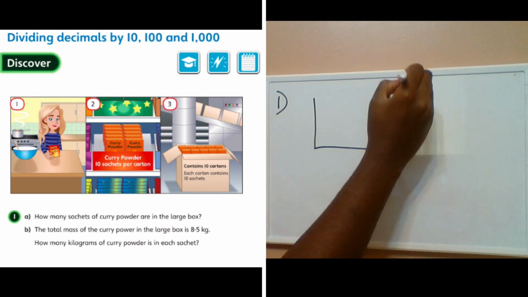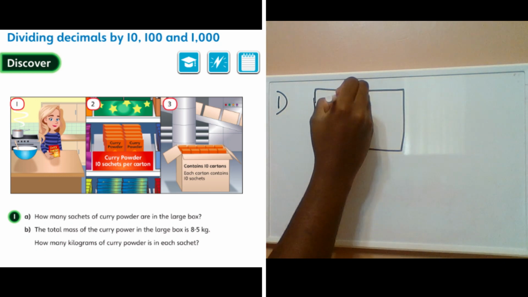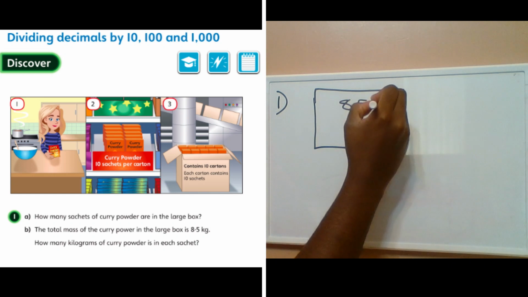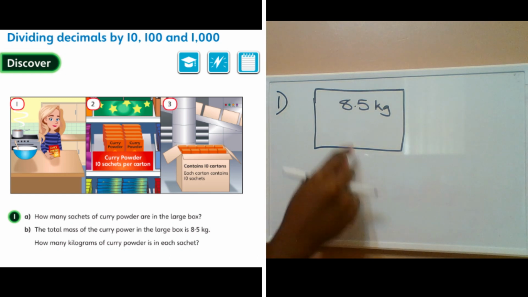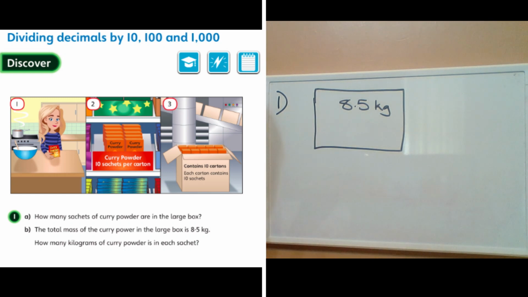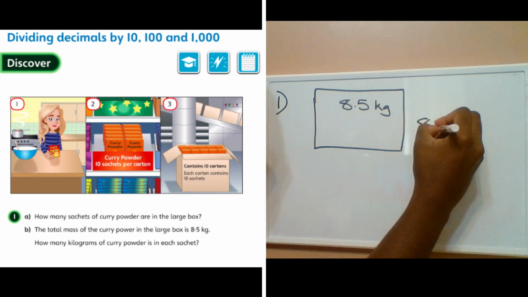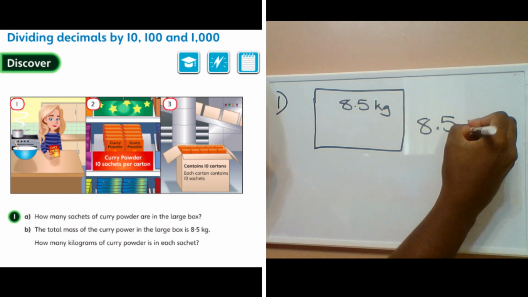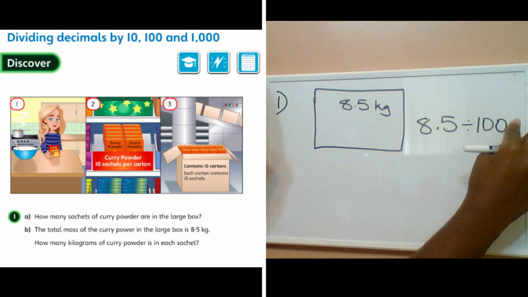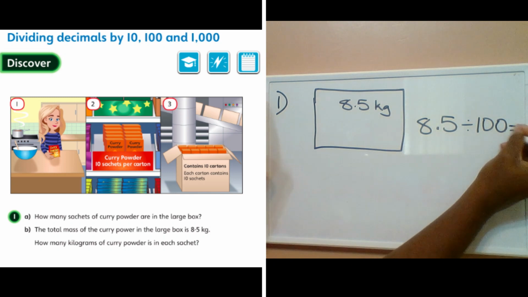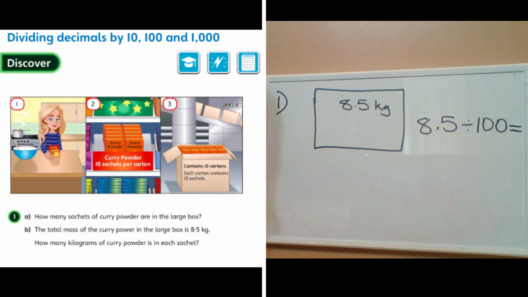So here's my big box, and it weighs 8.5 kilograms. But inside this big box, how many small sachets are there? 100. So if I want to find out how much just one of those little sachets weighs, I have to take this weight and split it up amongst 100 packets. When I say split, I mean divide. So I'm going to end up doing 8.5 kilograms divided amongst the 100 sachets. And that will tell me how much just one sachet weighs.